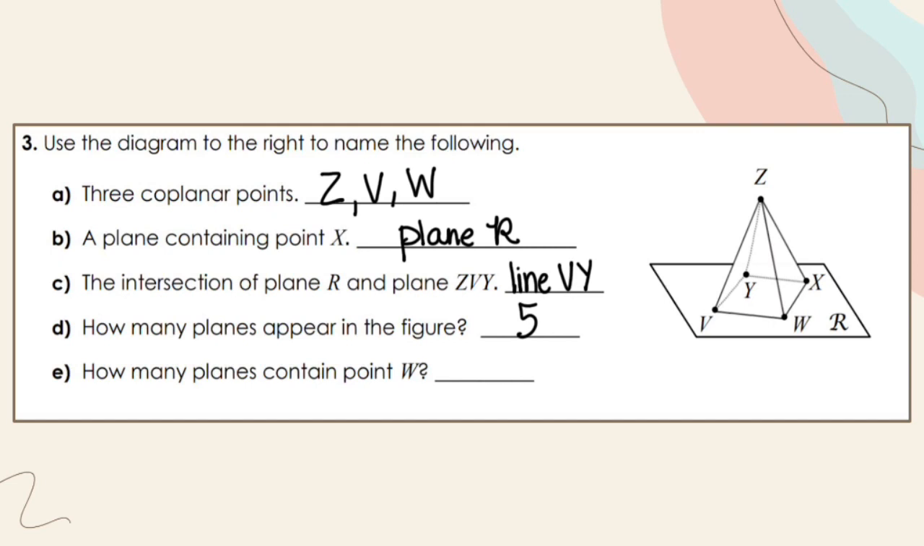How many planes can contain point W? Point W touches this side, it touches the front, and it touches the base. So 3 different planes contain point W.